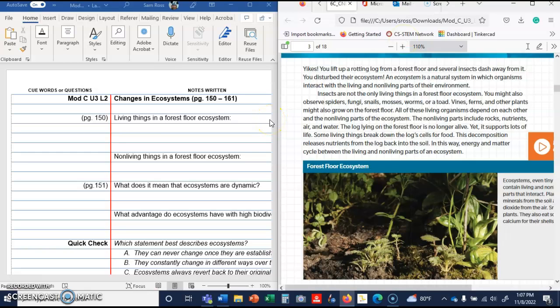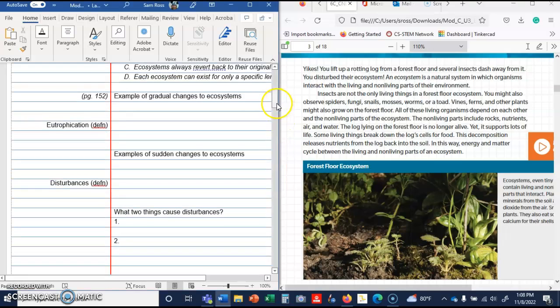So living things in a forest floor. It says insects are not the only living things in a forest floor. So insects, spiders, fungi, snails, mosses, worms, or a toad, vines, ferns, other plants, lots of living things on the forest floor. The log is living. Well, it says it's no longer alive. It was living. It's no longer alive. So non-living things on the forest floor: non-living parts include rocks, nutrients, air, and water, and the log.